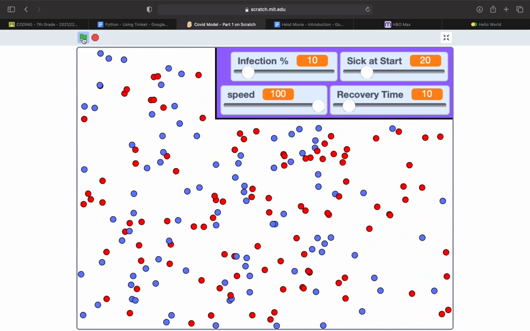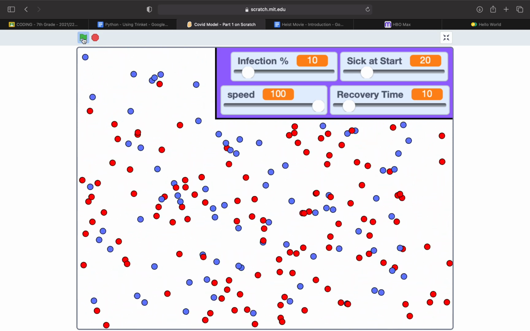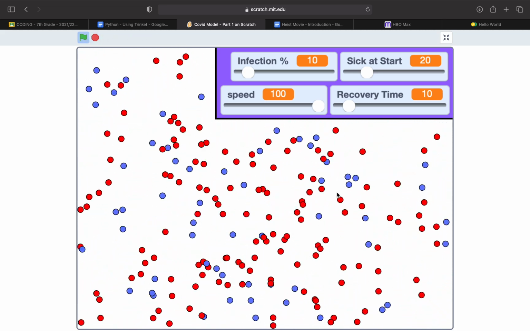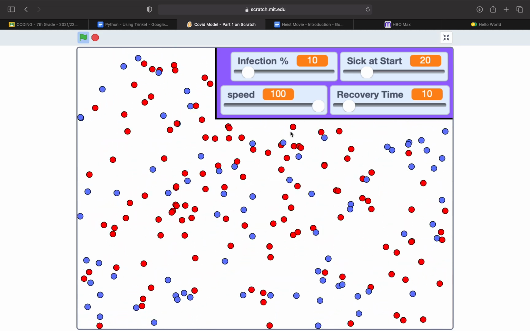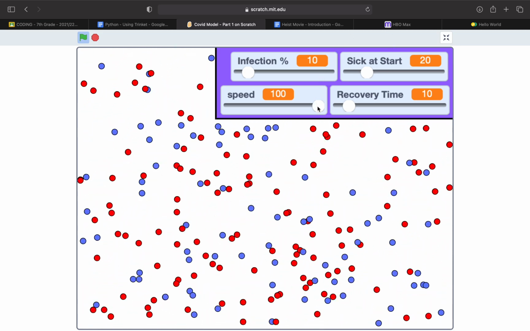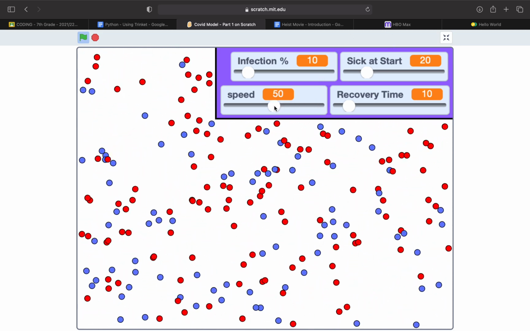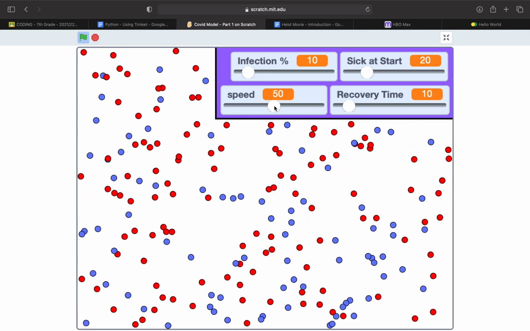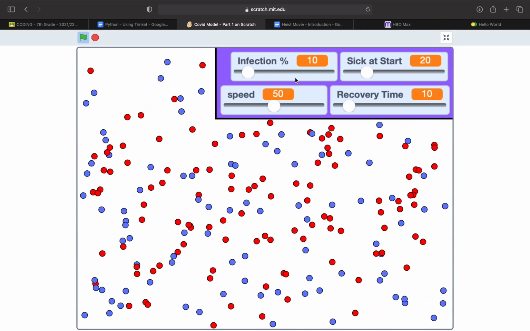Yeah, this is a pretty sick population right here. A lot of red dots. If I want this population to become healthy, I better have them start wearing masks or have them interact with each other less. So I'm going to move it to 50. Let's see if that helps. Probably still a little bit too much interaction, even at 10% infection rate.